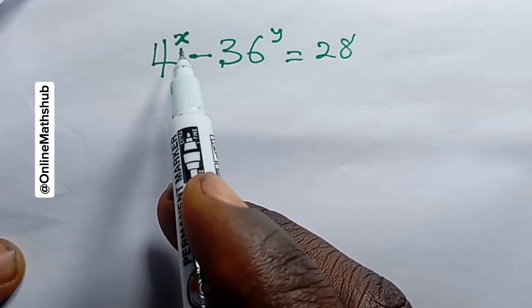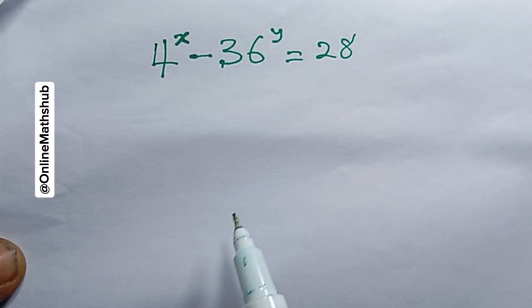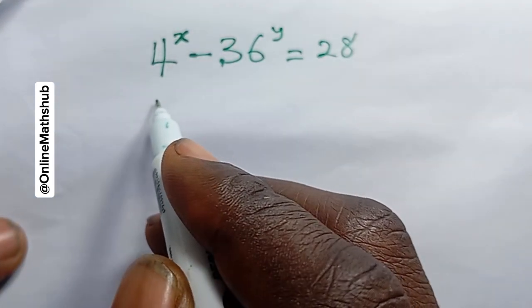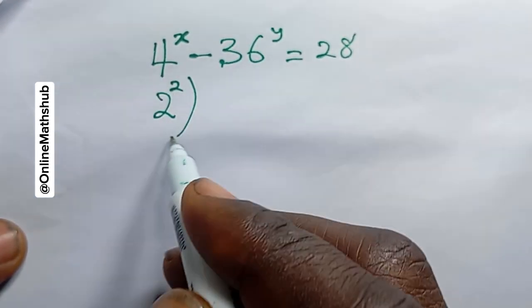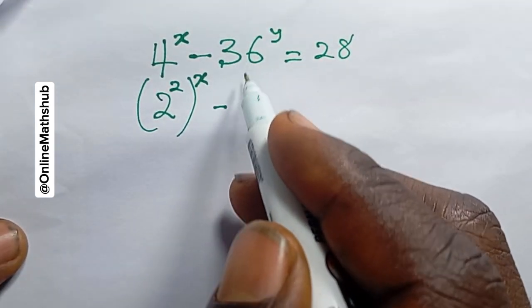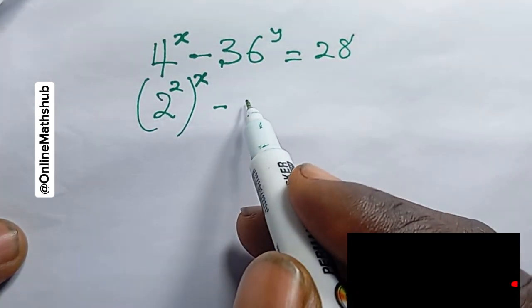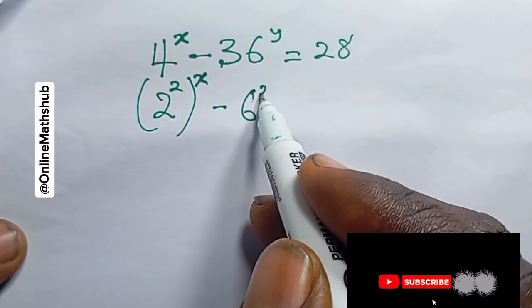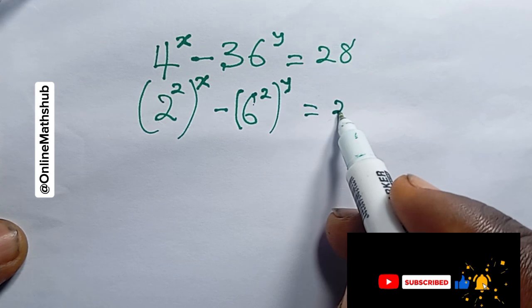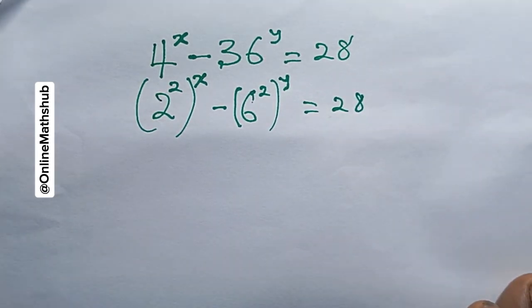What values of x and y will satisfy this equation? Okay, so the first thing I want to do is to write this 4 as 2 power 2, raised to power x, and then of course minus. I can also write this 36 as 6 power 2, and then of course raised to power y. This is equal to 28.